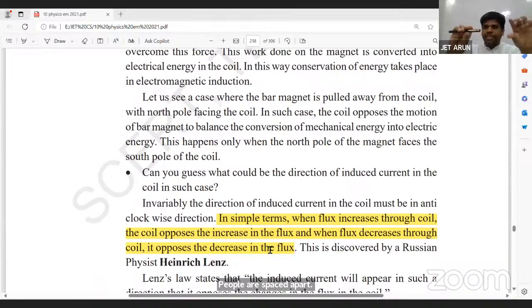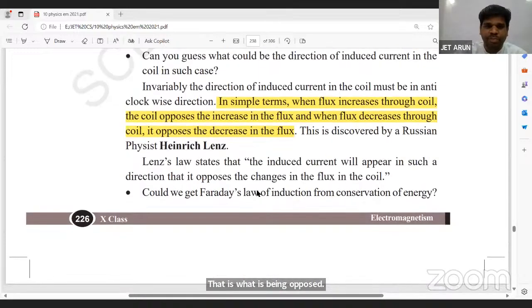As I go far, the magnitude is less. So if I move this towards the coil, the field lines cutting through the coil are increasing. So flux is increasing. There is a change in flux. If I go away, flux is decreasing. There is a change in flux. That is what is being opposed. All right. More on that, again, a demonstration later.